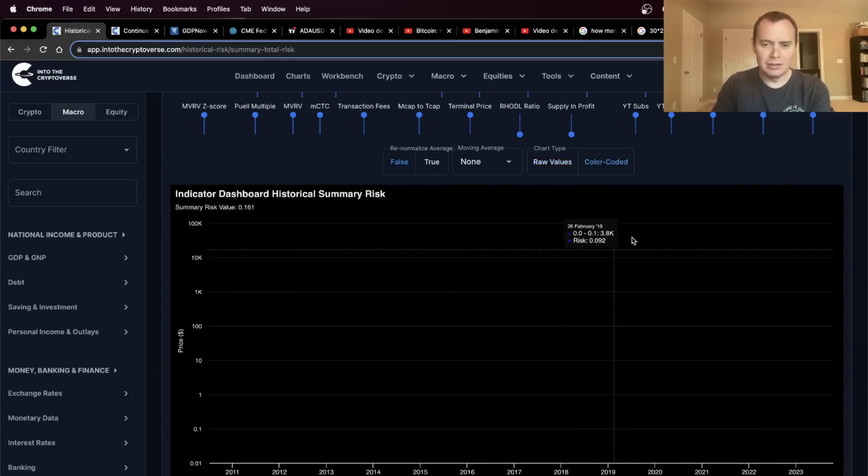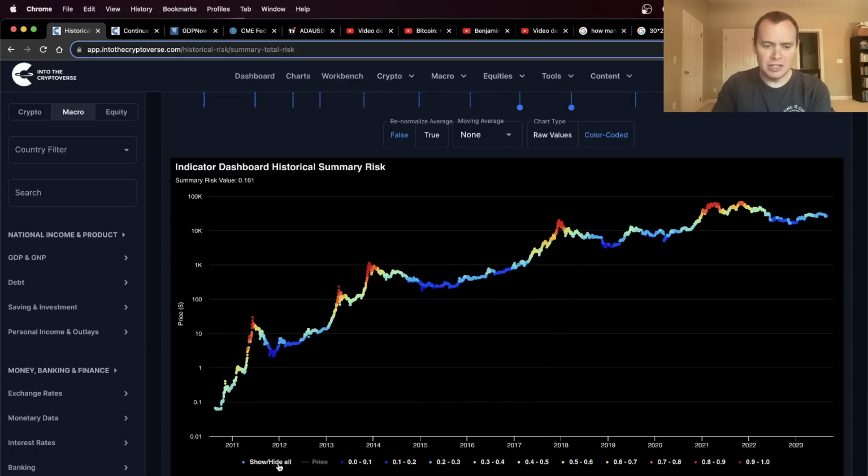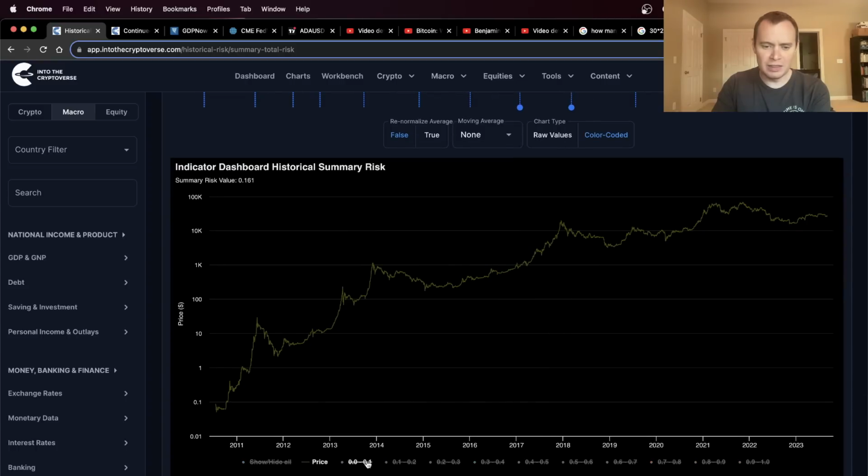When you do that, you get a chart that looks like this. This chart shows you the price of Bitcoin color coded by the total indicator risk. And what's interesting is you can also look at the lower risk bands and the higher risk bands and see that if you were to just follow something like this, it would probably work out over the long haul more than buying based on spot ETF news, right?